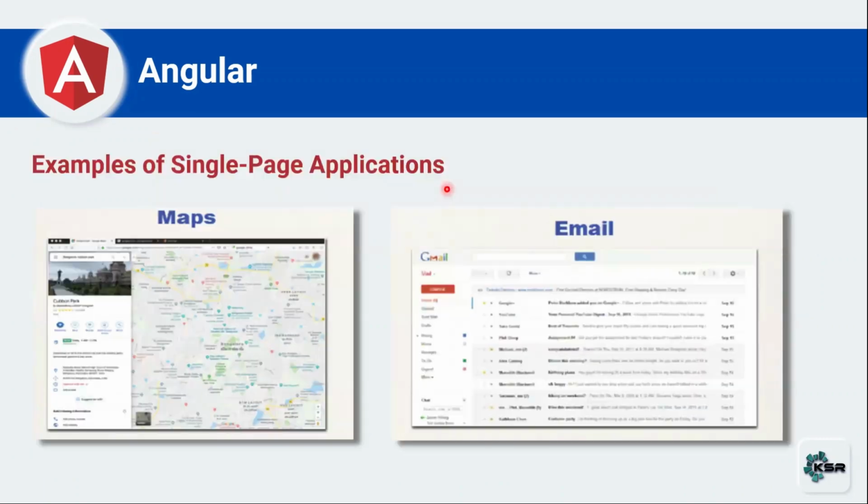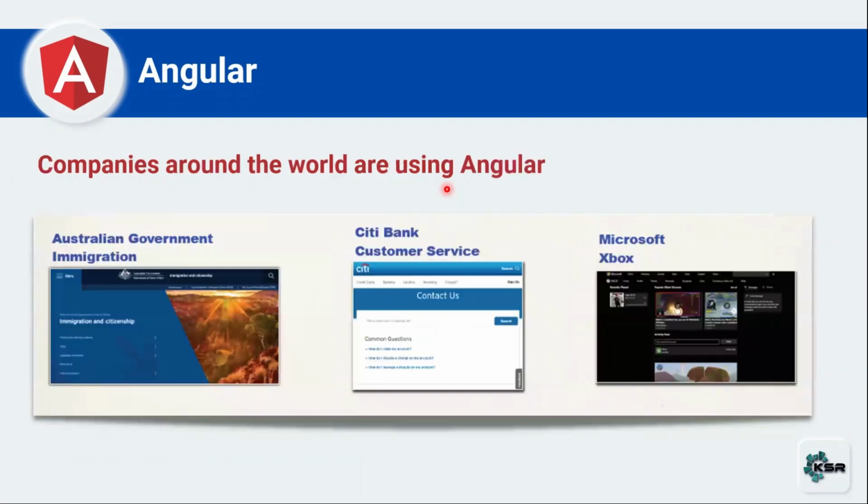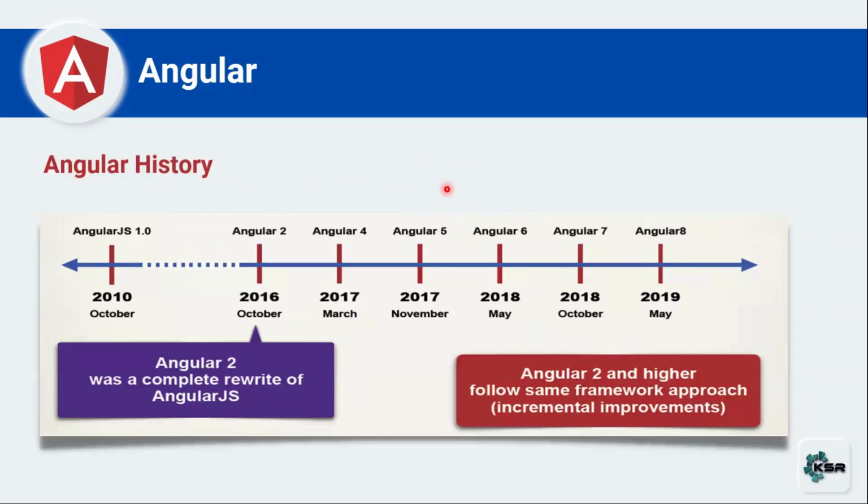So here you can see some examples. What are the different applications that use Angular? Google Maps, our email Gmail, Citibank uses it, Microsoft Xbox, Australian immigration. All these high-level companies use Angular as the front-end technology. Here you can see the history.